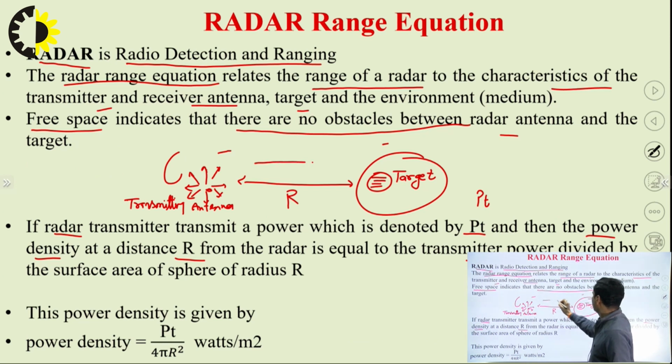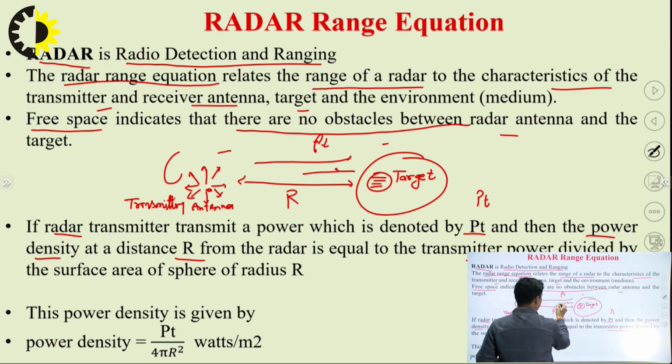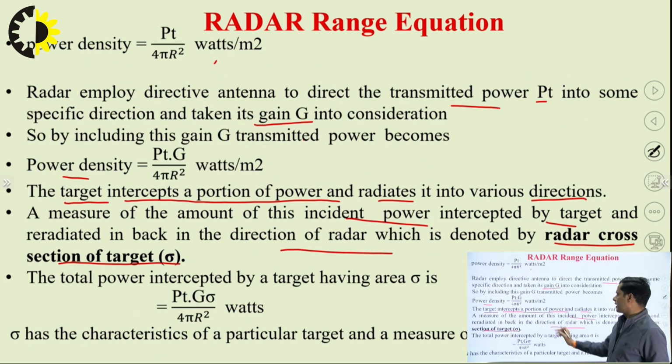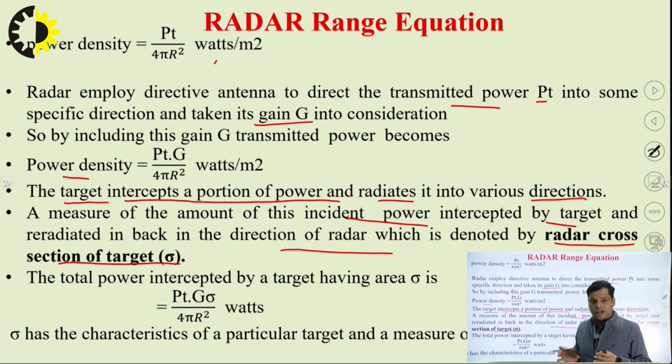Okay, that means some power, let's say PT, will come here, the target will absorb it, and it is re-radiated back in some direction like this. The receiving antenna will receive this radiated power. This will give the information regarding the presence of any object, and the portion by which this power is radiated back is known as the radar cross section of the target.